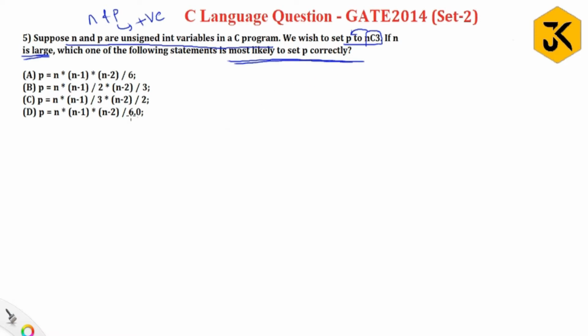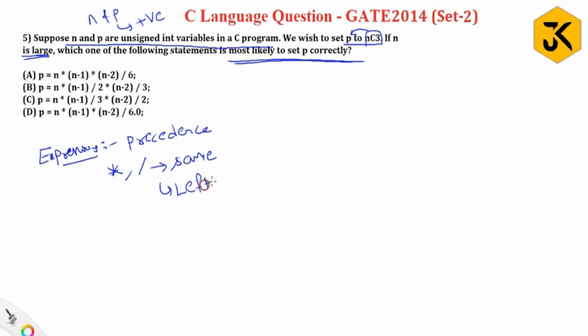Okay, let me analyze the options. They have given here some expressions, right? Whenever you observe expressions, you need to check for precedence of operators. Here, in any expression, we observe only the star and division operators. Both have the same precedence. When same precedence, we need to follow left associativity.